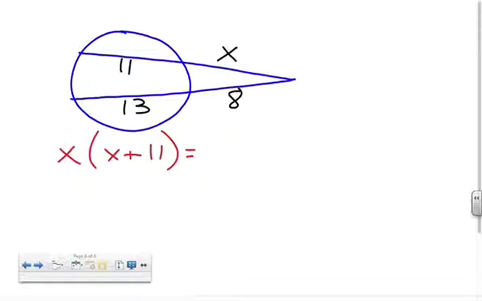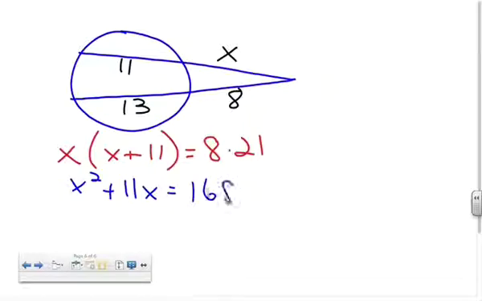On the other side of the equation, I would have 8 times 21. And when I simplify this equation, as I said, we'll have a quadratic. X squared plus 11x equals 168. And I would hope that you'd remember from algebra, if you have a quadratic that also has an x term in it, if you want to bring everything over to one side of the equation, you must have a 0 in your equation. So I'm going to subtract the 168 from both sides, so that now I have my equation, x squared plus 11x minus 168 equals 0, and now my quadratic is in standard form.